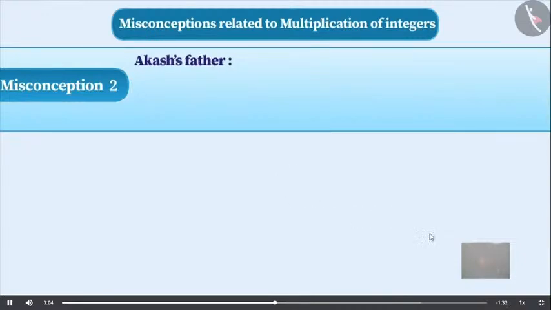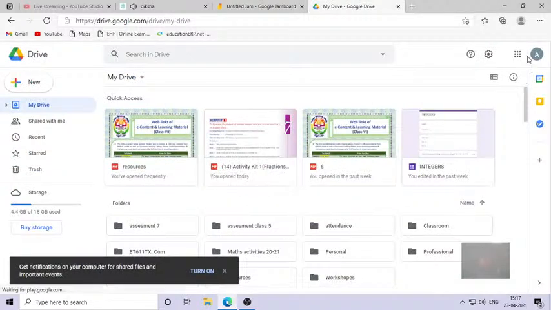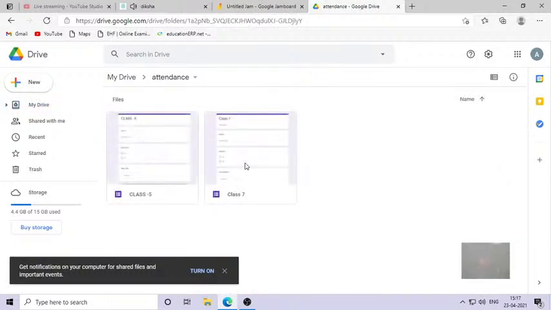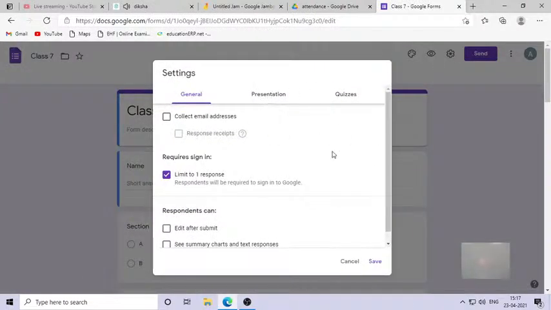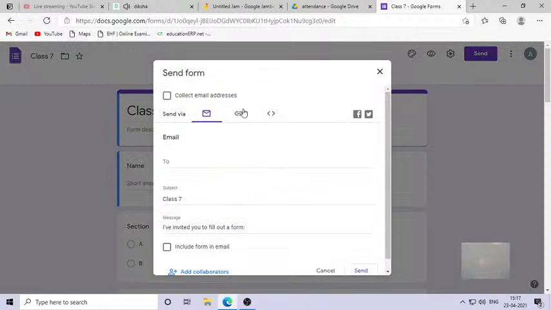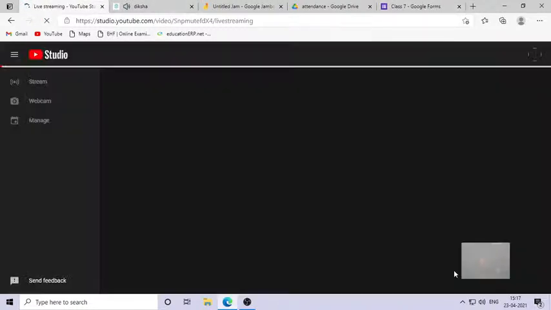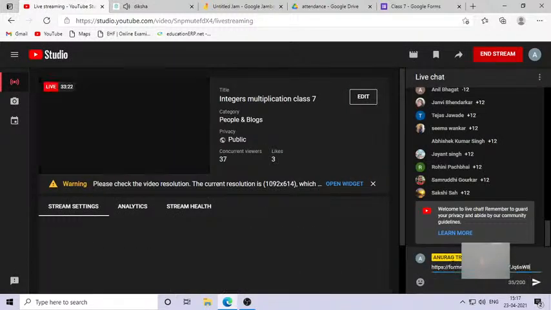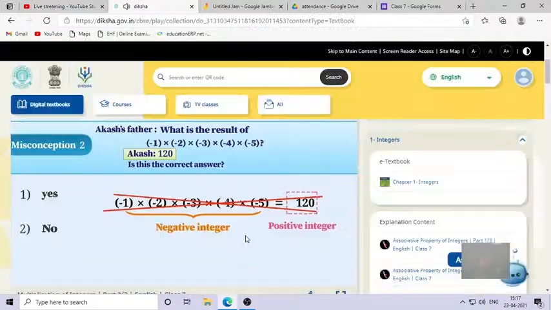Misconception 2. One day, Akash's father asked him a funny question. The question was, what is the result of minus 1 into minus 2 into minus 3 into minus 4 into minus 5? Akash has given 120 as an answer. Is this the correct answer? Many times while multiplying two or more integers, numerical values are multiplied and the result is obtained as 120. But there is an incorrect understanding of the signs to be included in the result. Most of the time, while finding the product of integers, it is understood that the product of two or more negative integers is a positive integer. But option 1 is an incorrect answer.